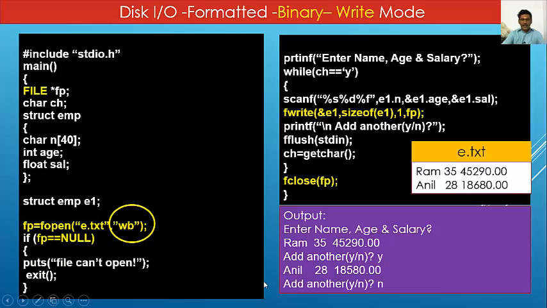Then it displays add another y/n. If we press y, that y is assigned to ch. Then it continues the loop. 'y' equal to 'y', the condition is true. Then it gets another set of values, that is another record. For example, we enter Anil 28 18,580. Those values are stored into e1.n, e1.age, e1.salary respectively.